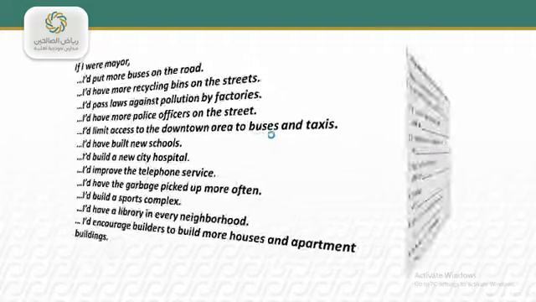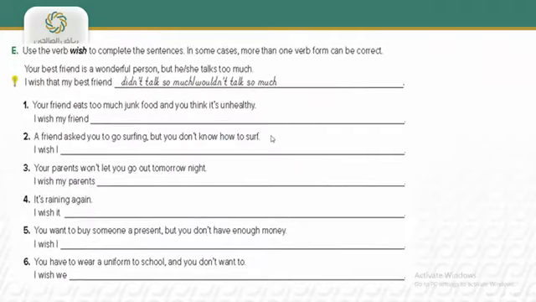Okay? Finally, practice E is at the foot of this page. Use the verb wish related to wishes. Use the verb wish to complete the sentences. In some cases, more than one verb form can be correct. For example, your best friend is a wonderful person, but he or she talks too much. What are you going to say expressing your wish that he didn't talk so much?